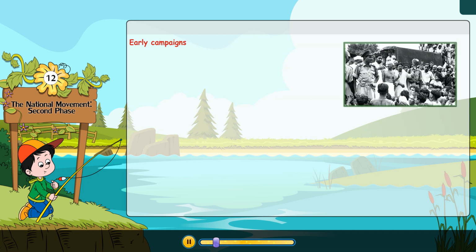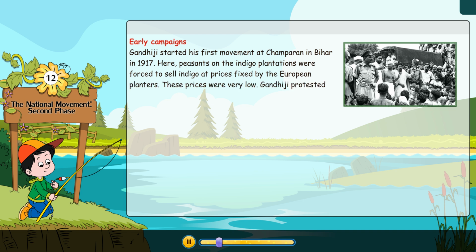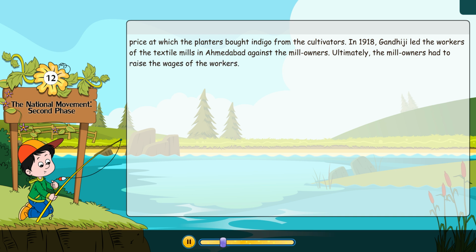Early campaigns. Gandhiji started his first movement at Champaran in Bihar in 1917. Here, peasants on the indigo plantations were forced to sell indigo at prices fixed by the European planters. These prices were very low. Gandhiji protested against this and forced the government to increase the price at which the planters bought indigo from the cultivators. In 1918, Gandhiji led the workers of the textile mills in Ahmedabad against the mill owners. Ultimately, the mill owners had to raise the wages of the workers.